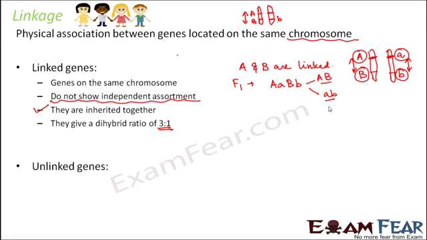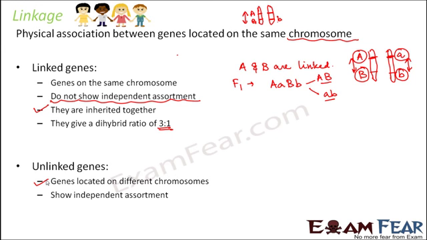Whereas on the other hand, if you talk about unlinked genes, what happens in these genes? These genes are located on different chromosomes, so there is no physical association between the two genes. Also, they can be considered unlinked genes if they are located on the same chromosome but very wide apart, far apart from each other. So they are also considered unlinked. They show independent assortment. Since there is no physical linkage, everybody can independently assort in their own way, right?